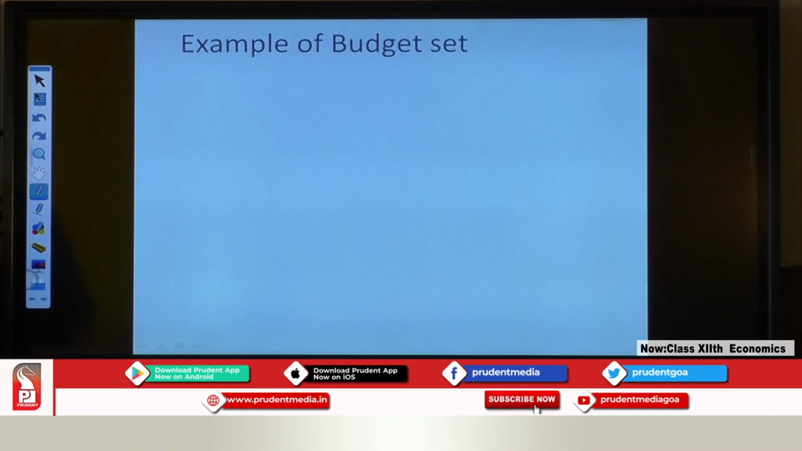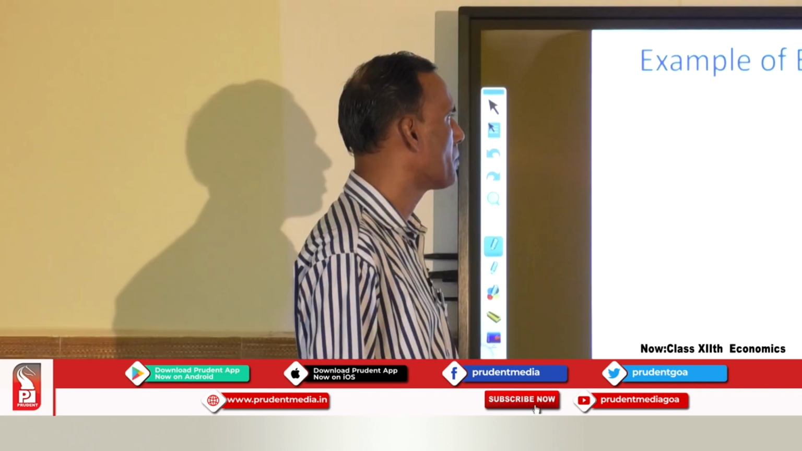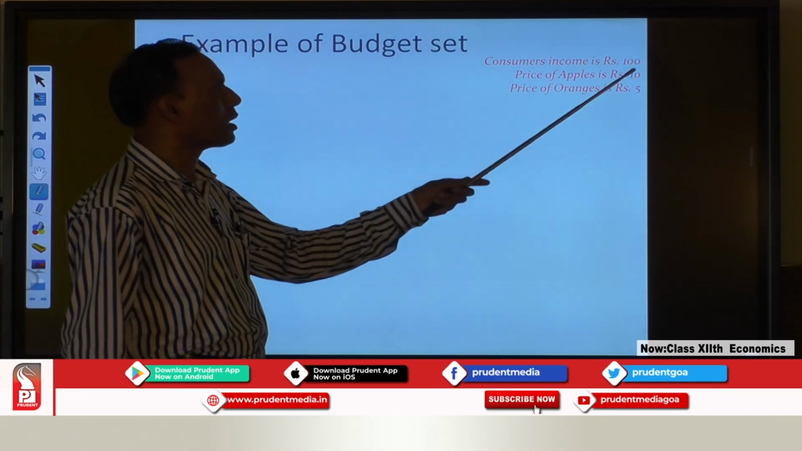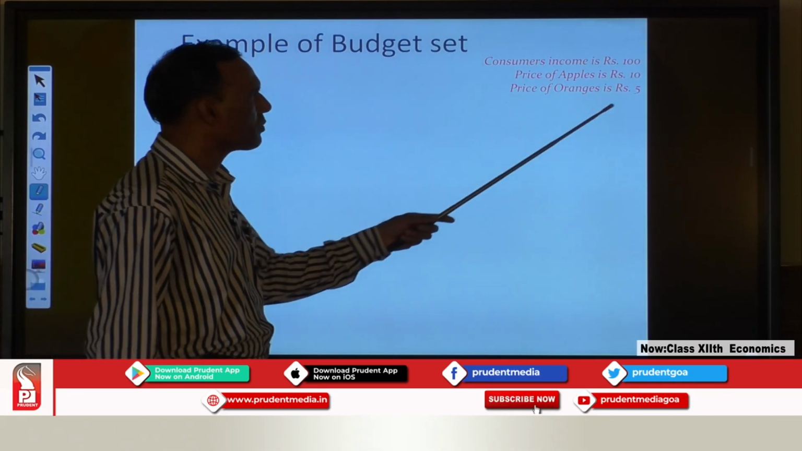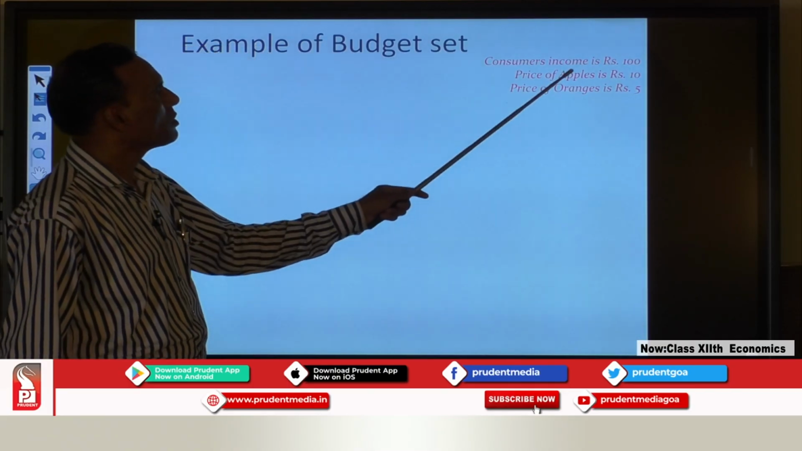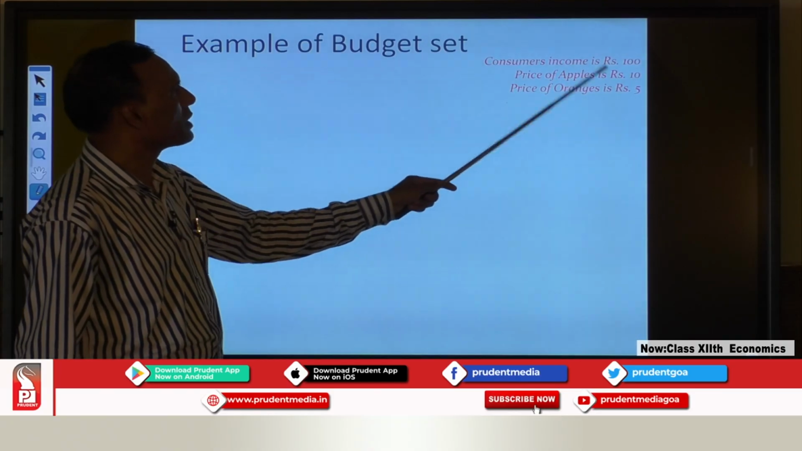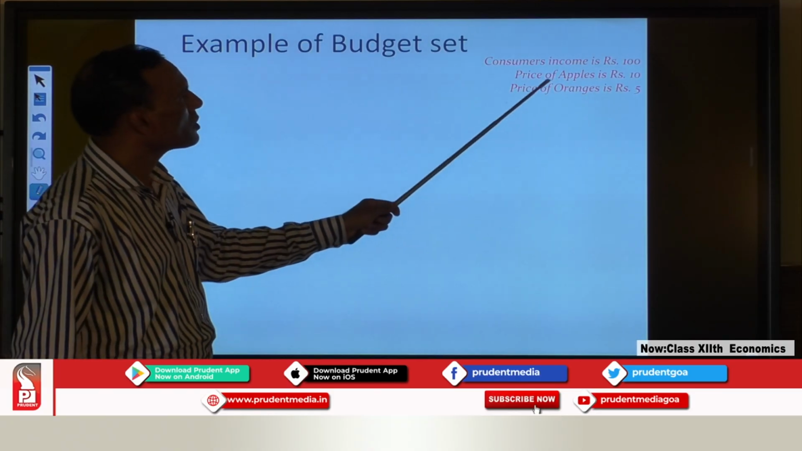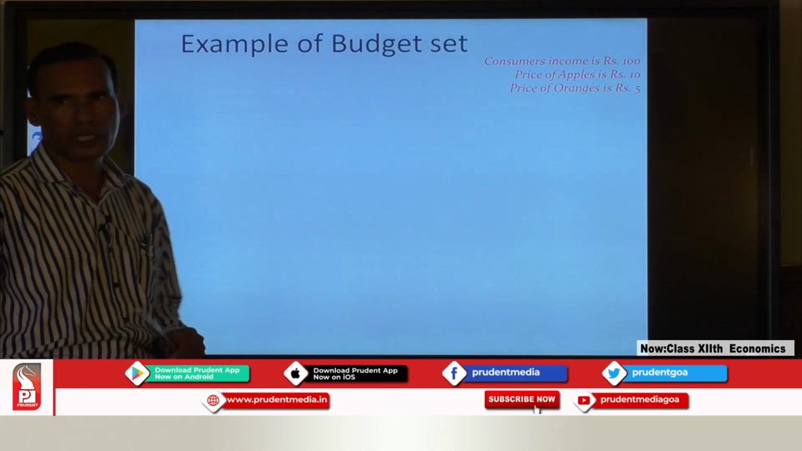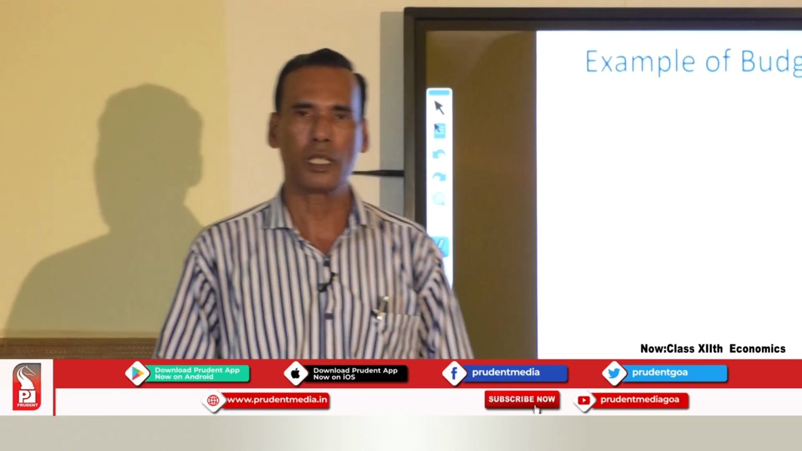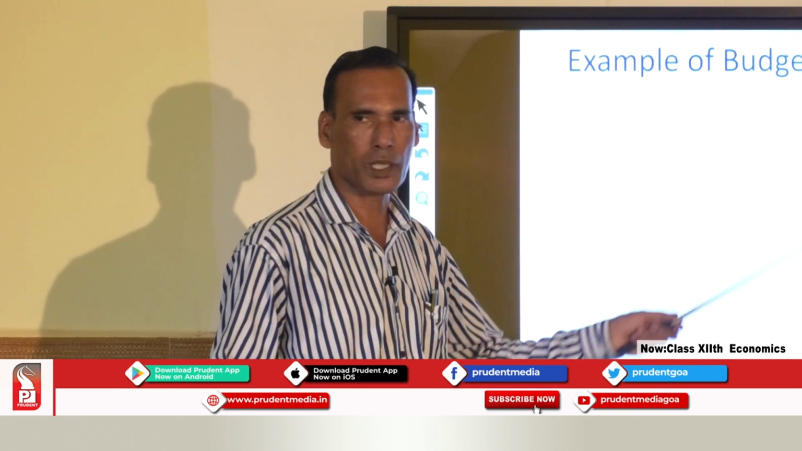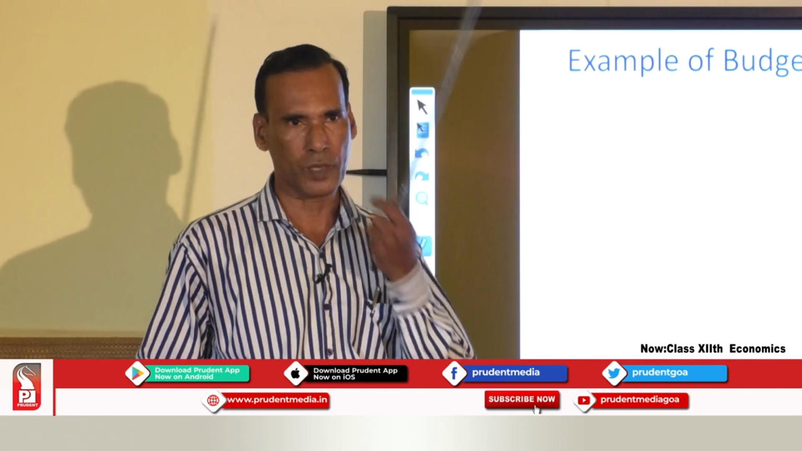Now, an example of a budget set. Here I have taken one example. Consumer's income is 100 rupees, price of apples is 10 and price of oranges is 5. Now here we need to make a budget set with the prices of the two goods and the income of the consumer.